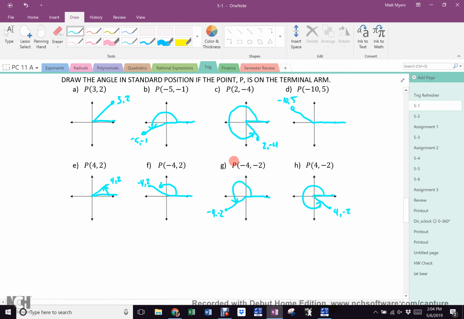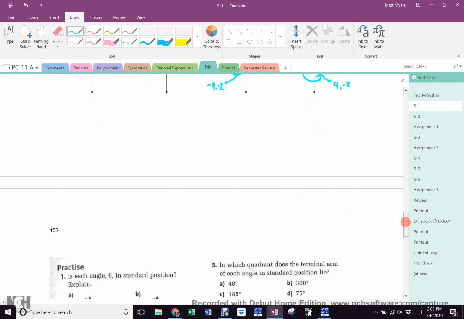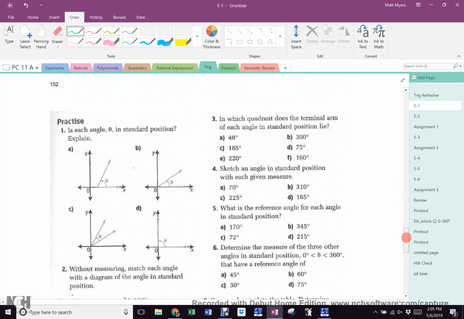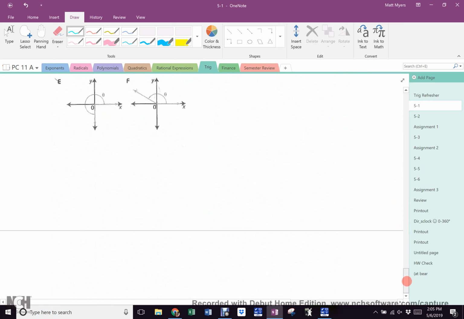Everybody could do A, B, C, D, E, F, G, H? What if I gave you I, J, K, L, M, N, O, P? What if I gave you Q, R, S, T, U, V, W, X, Y, and Z? You could do them all? Right. Because you just put the dot at the point, connect it to the origin, and that makes your angle. Can everybody do it? Great. There's your homework, page 152.